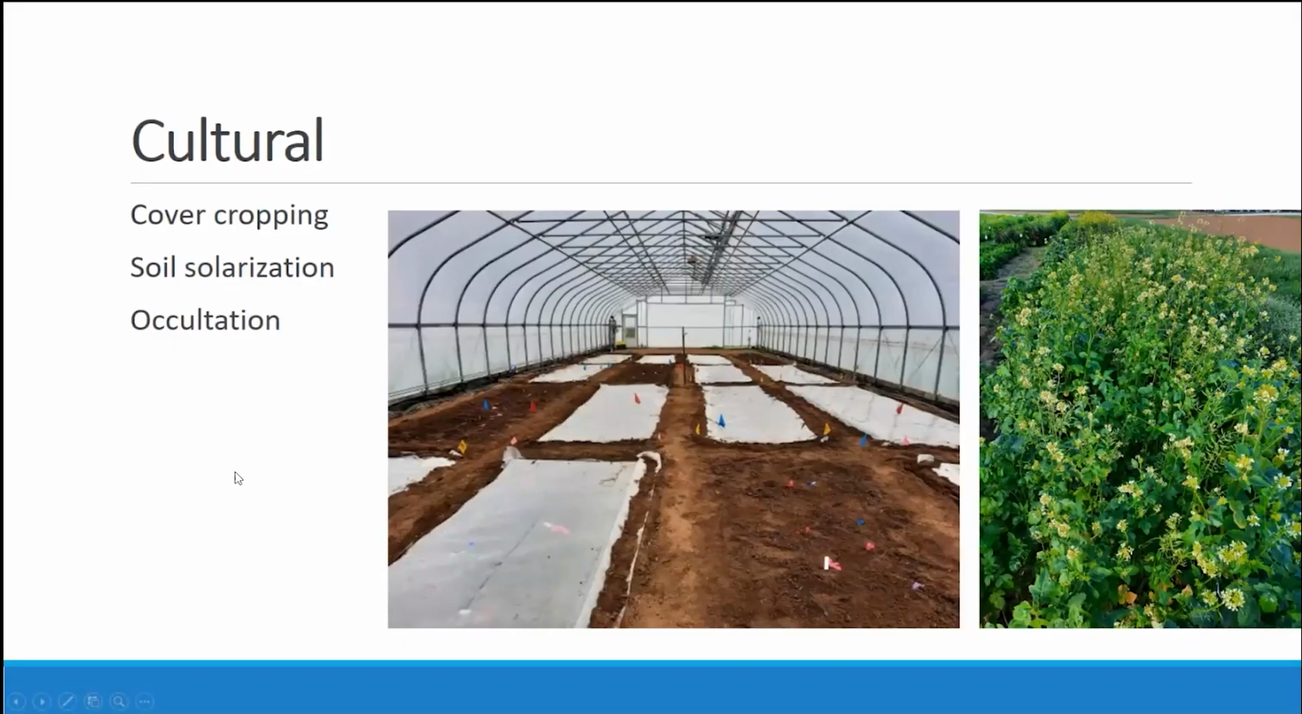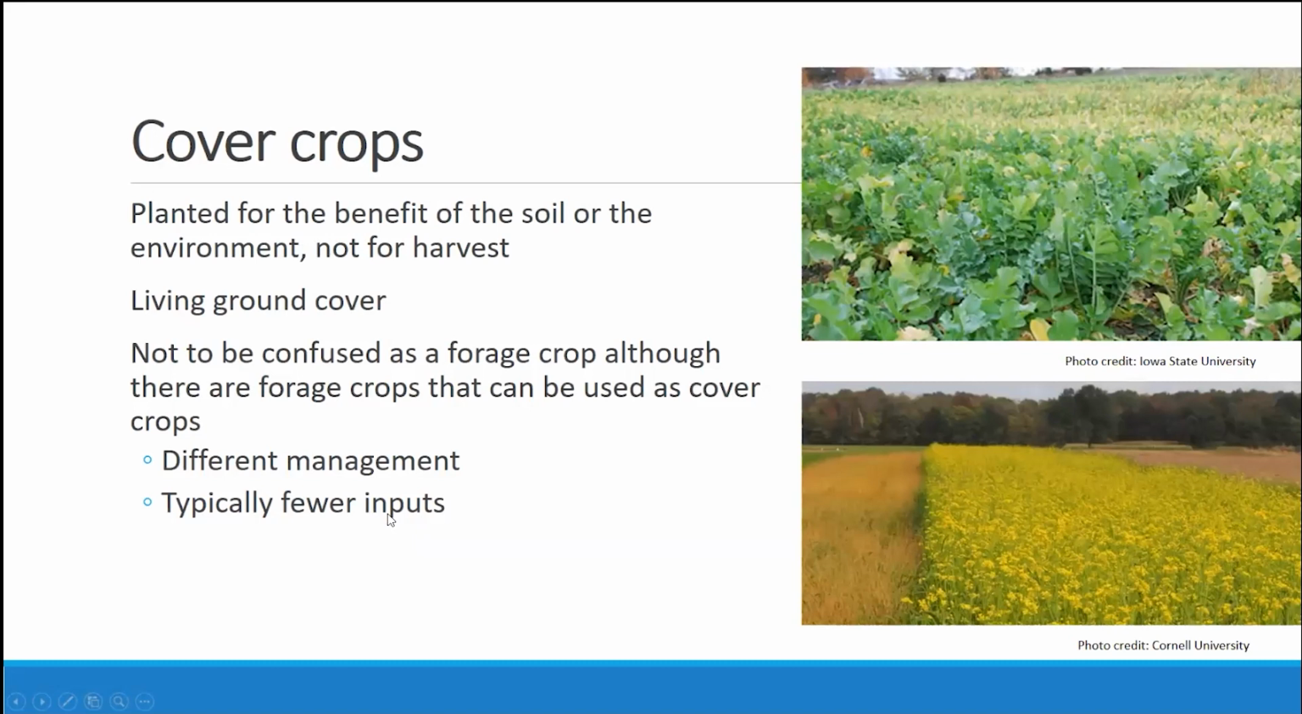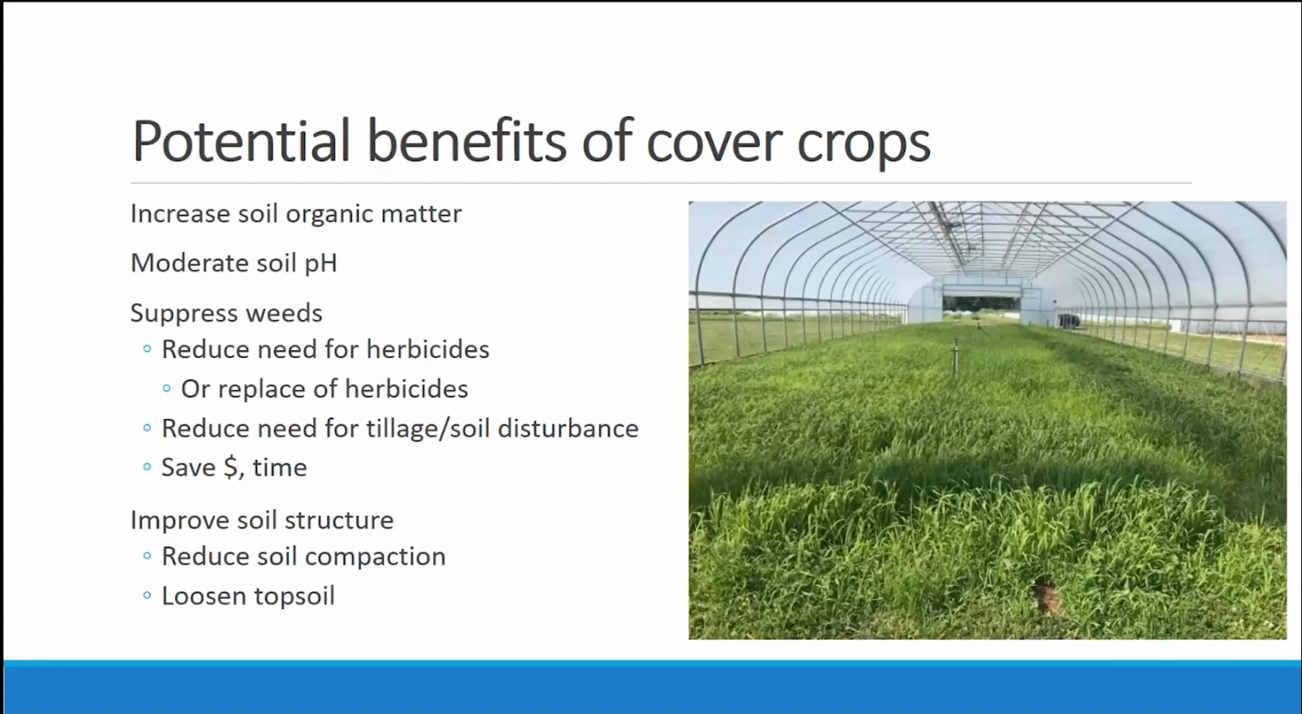So cultural: cover cropping, soil solarization, occultation, those are the things that come to mind when I'm thinking cultural. And we'll jump in with cover crops first. Cover crops are planted for the benefit of the soil or the environment, not for harvest, right? And so you can have a living ground cover. You shouldn't confuse them with a forage crop, although a lot of forage crops are also cover crops. We can use them as cover crops, but the management is different, and typically there's fewer inputs, right?